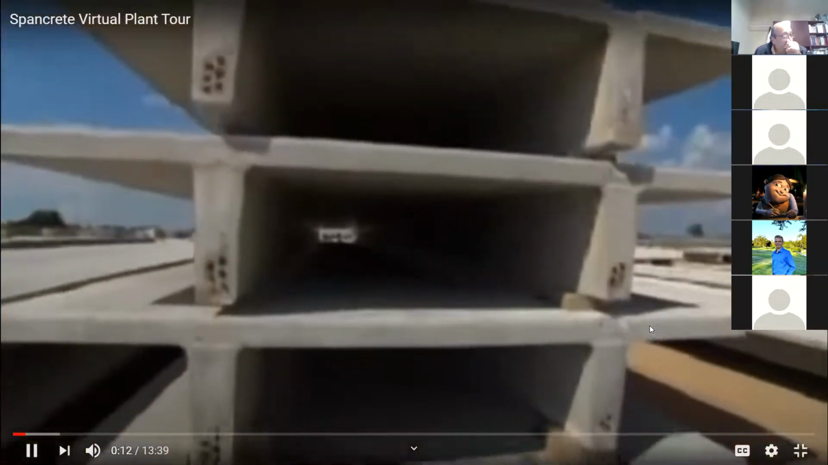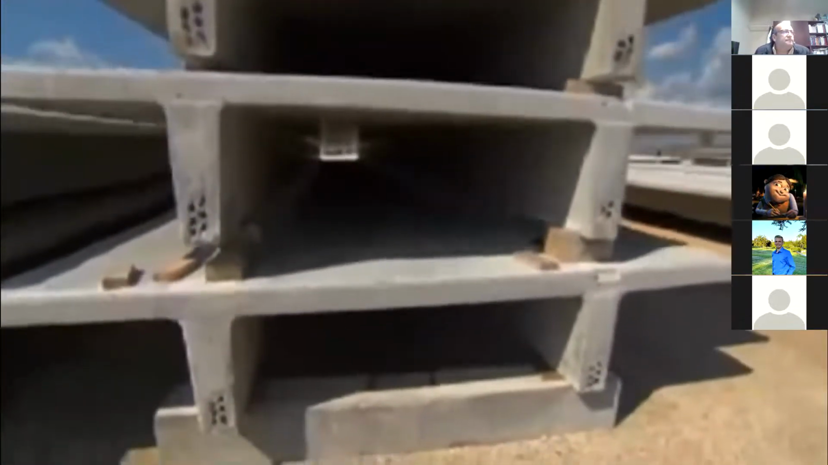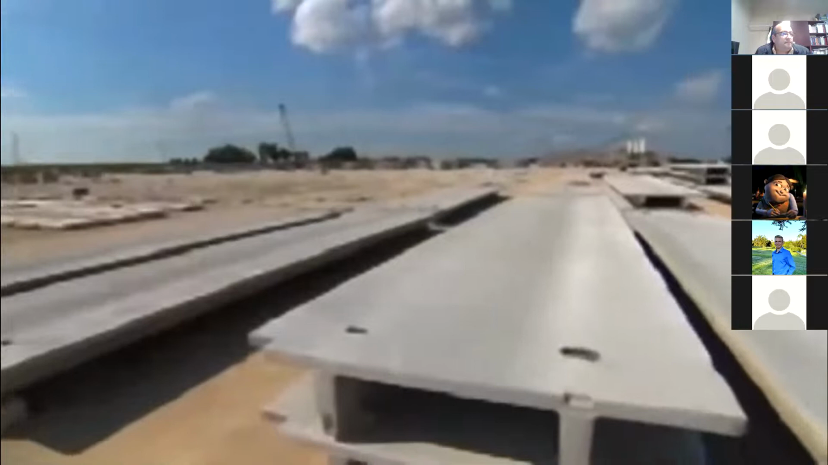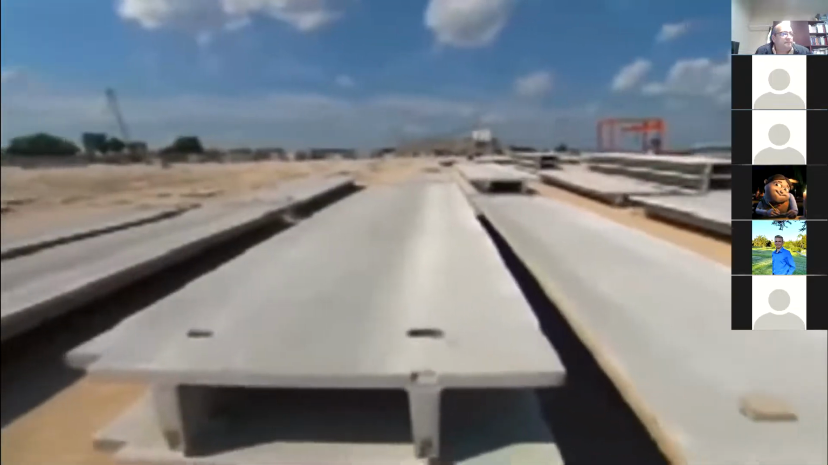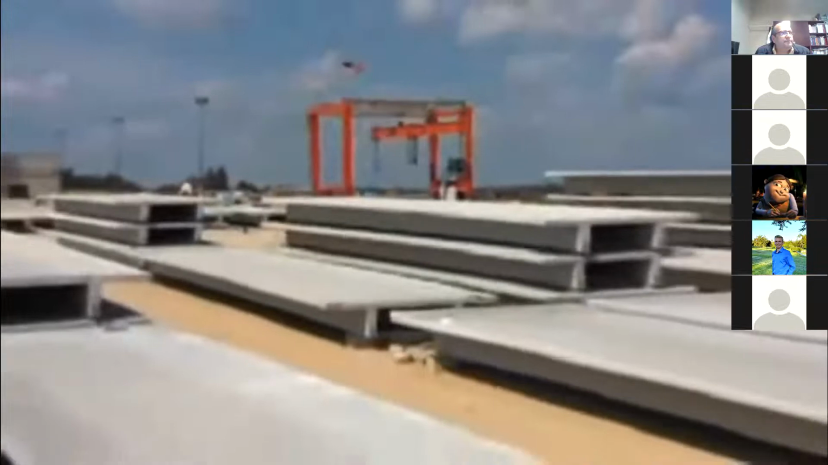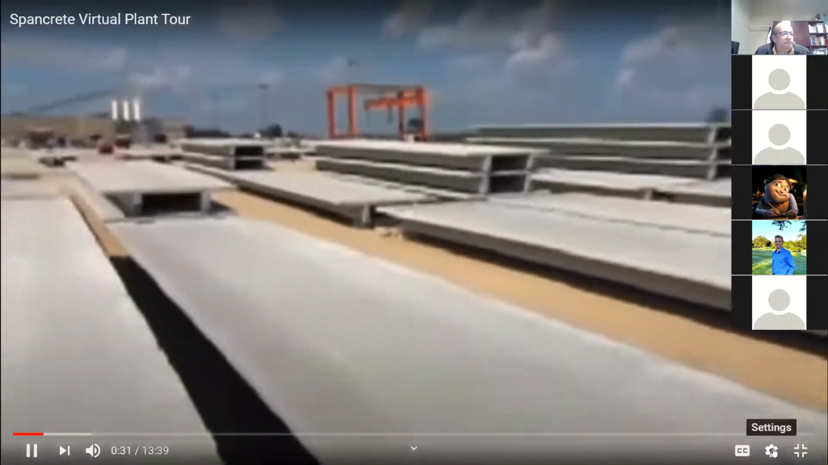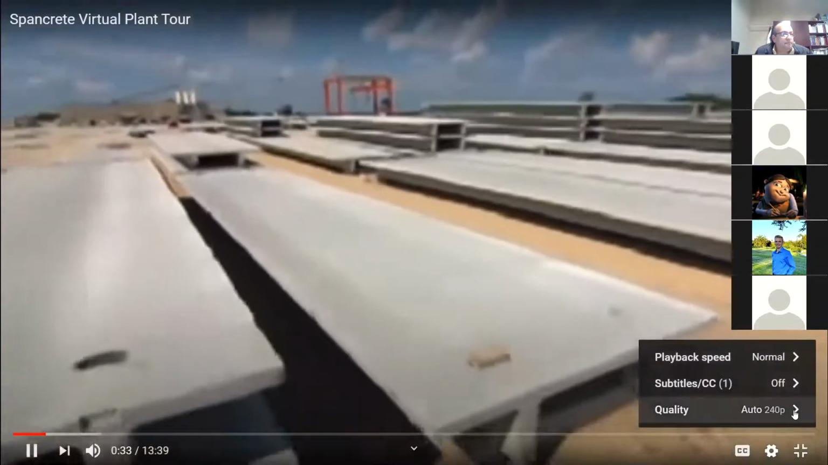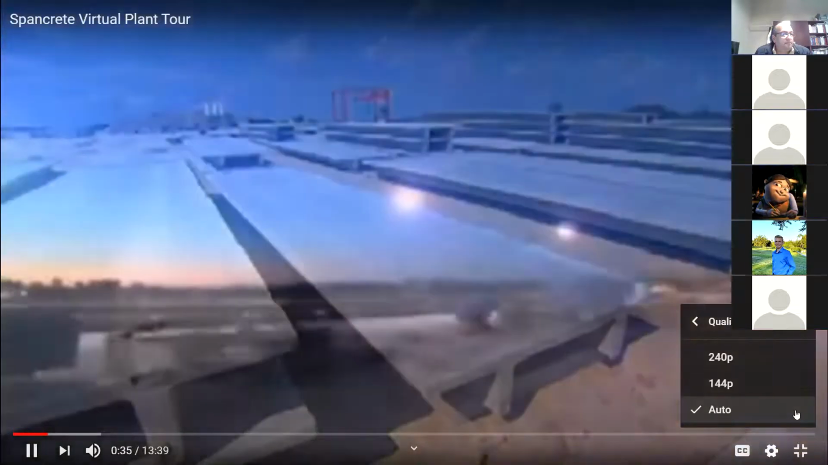A double T is used primarily in parking structures, but can be used in virtually any type of building, including office buildings, industrial buildings, and schools, to name a few. Double Ts are a unique product with the capability of having a very long span. When we start talking long spans, you're talking 60 feet plus, and sometimes as high as 120 feet.